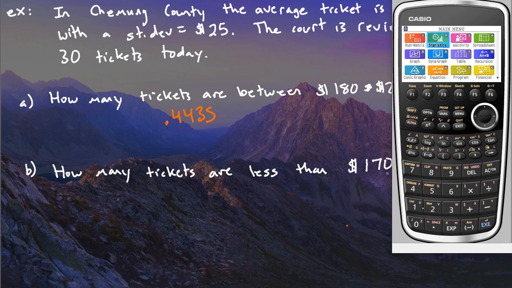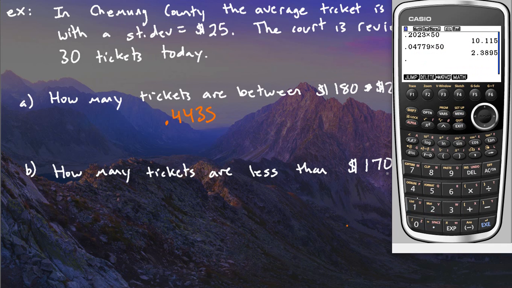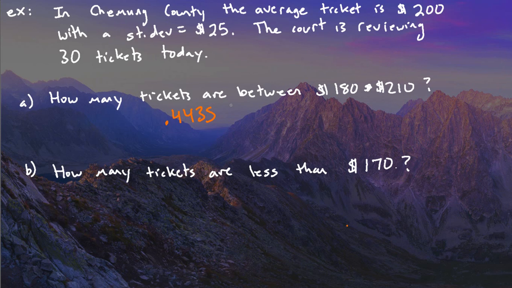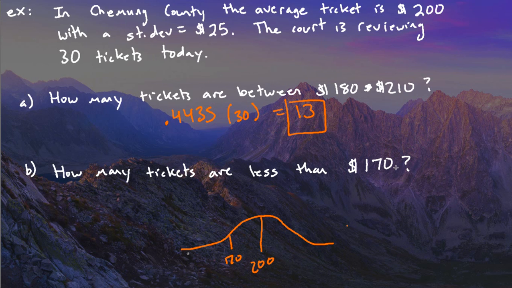So, well, what is that anyway? So 0.4435. That's a 44% chance times the 30 tickets that I have. And I get 13. So 13 tickets are in that range. Okay, how many tickets are less than $170? So if I take a look at my distribution, my mean was 200, and 170 is somewhere over here. I want these tickets.